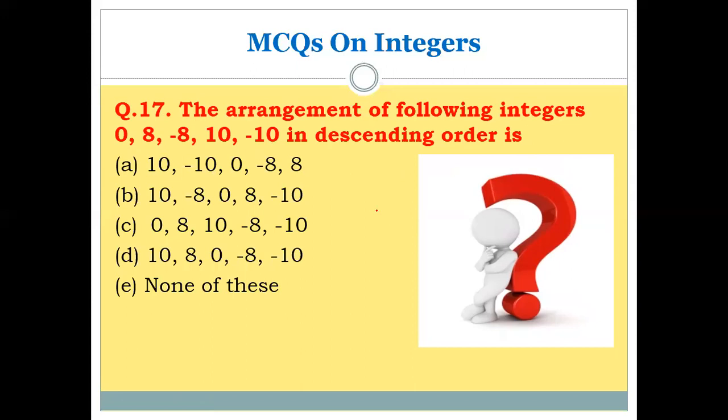Next we have the arrangement of the following integers: 0, 8, minus 8, 10, minus 10 in descending order. Descending order means we start from the highest value to the lowest value. Here we have the highest value as 10. Then we have 8, then 0, then minus 8, and then minus 10. So D is the correct option.